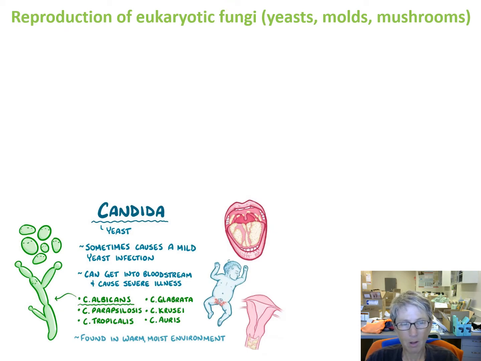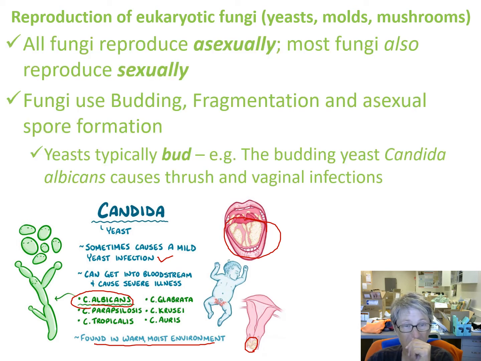Probably people have heard of a yeast disease called Candida. Candida can sometimes cause a mild yeast infection, but if it gets into your bloodstream, it can make you really sick. So Candida albicans, here's a diagram of what that looks like. You find Candida in warm, moist environments. So you can see here, it's called thrush. Probably heard of that when it gets in your oral cavity. And then in the vagina, it's just generally called a yeast infection.